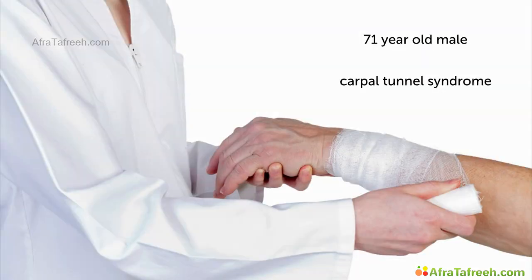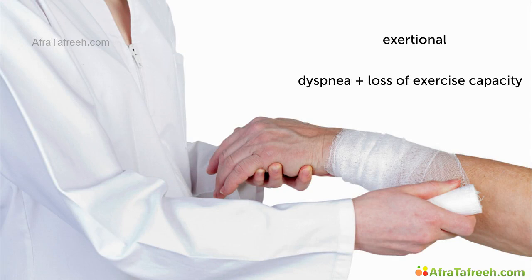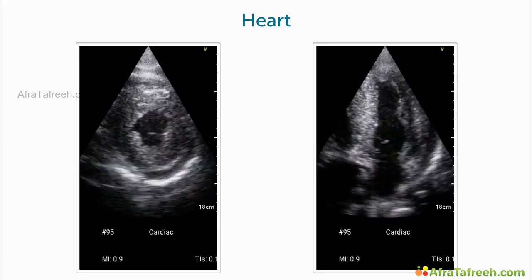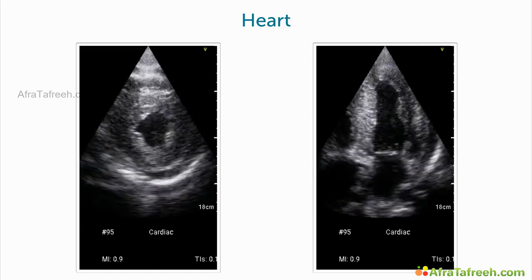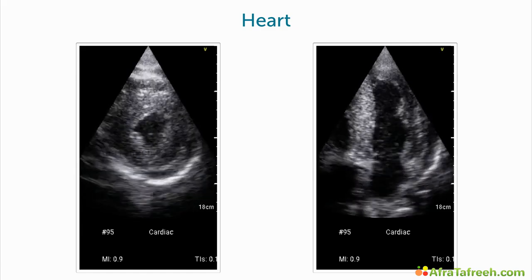And here we have a 71-year-old male who has carpal tunnel syndrome. He does also report dyspnea and loss of exercise capacity. This case also shows you that it is often important to combine lung ultrasound with echocardiography. So remember to also watch this module. Now, you perform an echocardiogram on him and you find this rather spectacular finding.